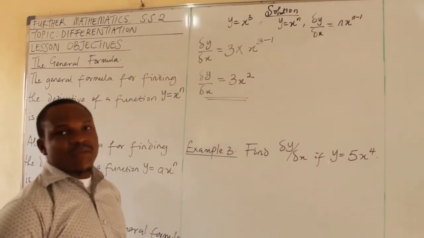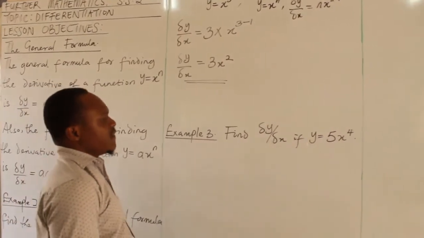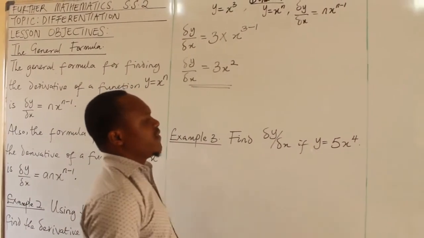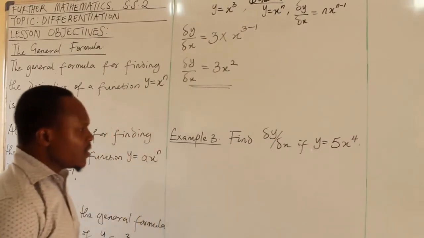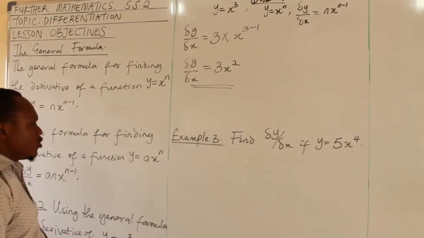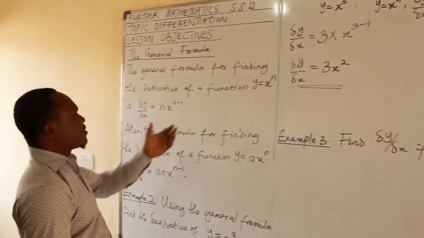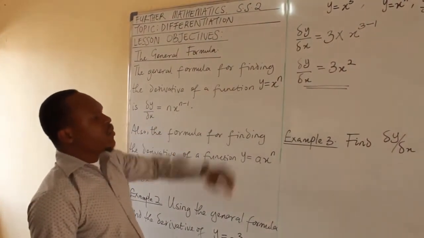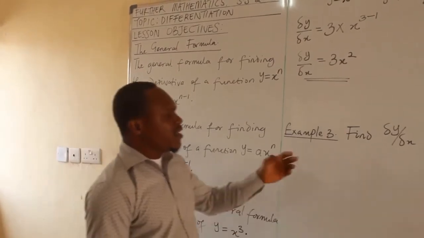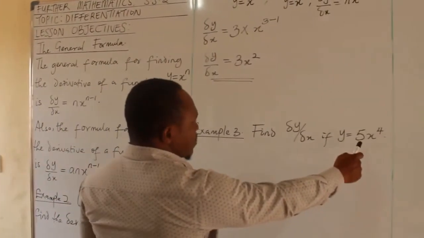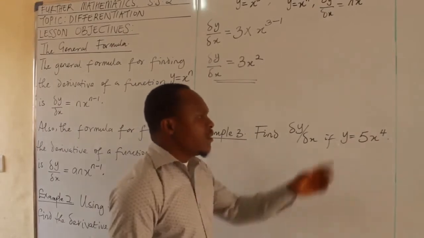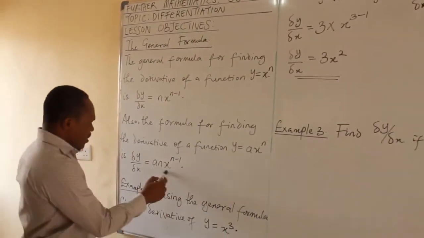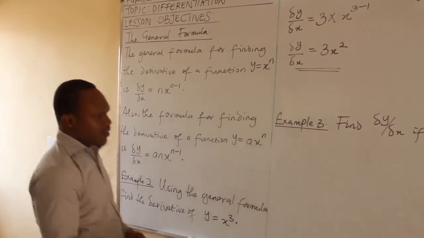We move on to example 3 that says, find dy over dx if y is equal to 5x raised to power 4. Now, for example 2, you observe that I used the first formula here, okay, where y is equal to x raised to power n. But for example 3, we have a scalar multiplying x to the power 4. We have 5 multiplying x to the power 4, which means we are going to be using this formula. Okay, solution.